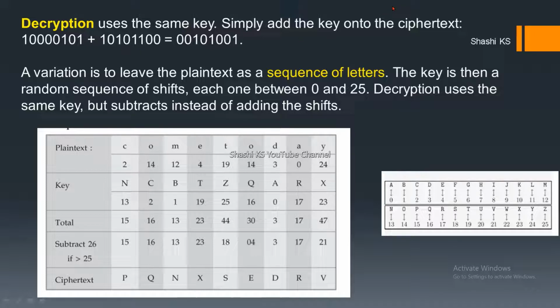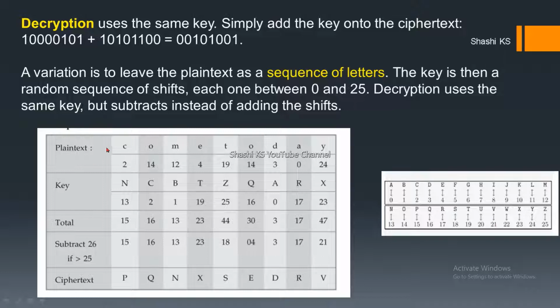Alternatively, we can also represent the plain text as a sequence of letters. In that case, when we make use of one-time pad, the letters are represented by using their alphabetical equivalents. Suppose our plain text is COMETODAY, come today, then each of these letters is represented by its numerical equivalent, just like how we saw in the previous videos. So A is represented by 0, B is represented by 1, C is represented by 2, and so on, and Z is represented by 25.